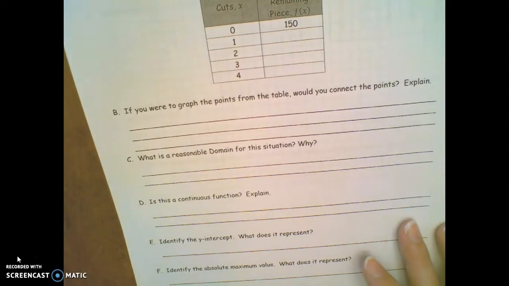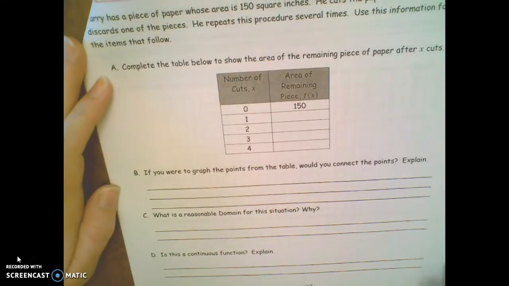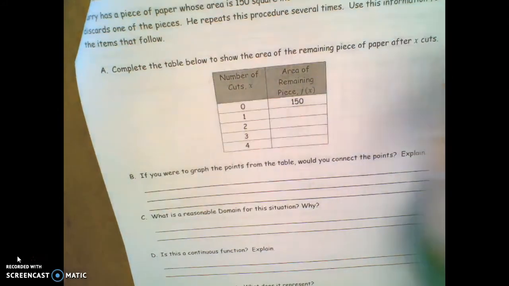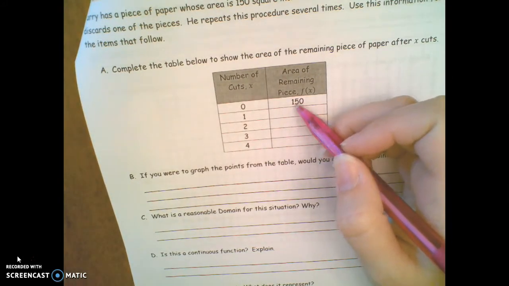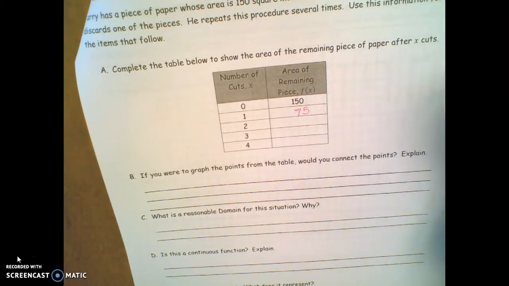Okay, let's take a look at the next one. So this one right here, this guy is cutting a piece of paper in half over and over again and getting rid of one half. So each time we are halving the area of the paper. So cut it in half and it's 75 square inches.